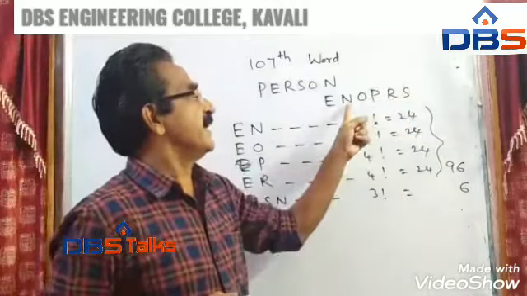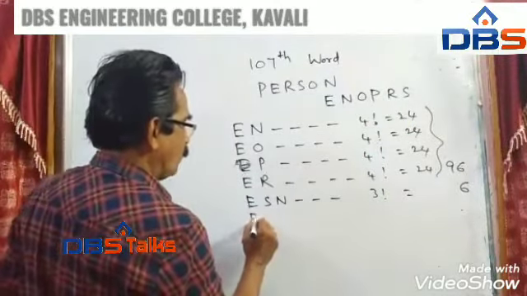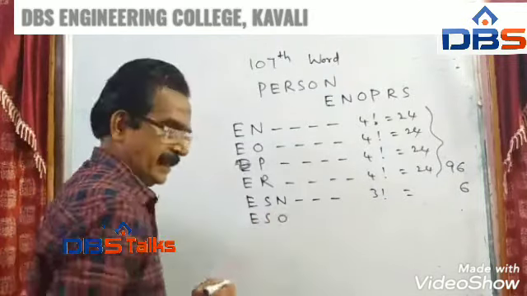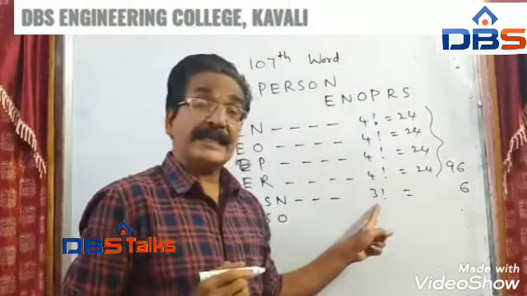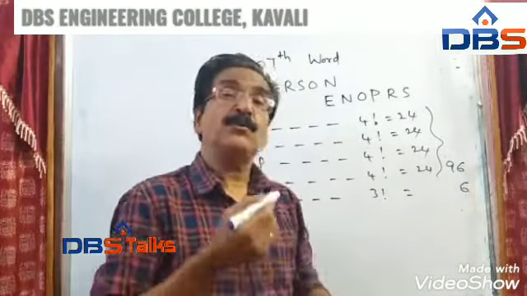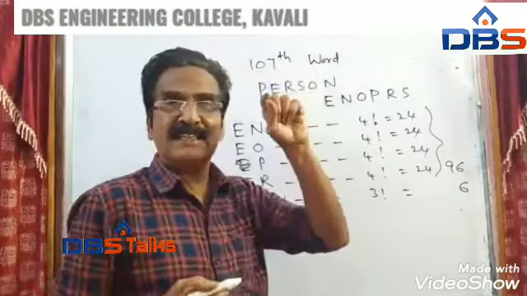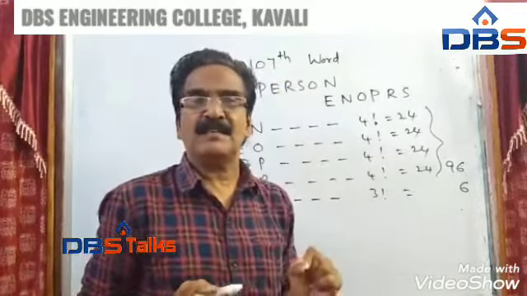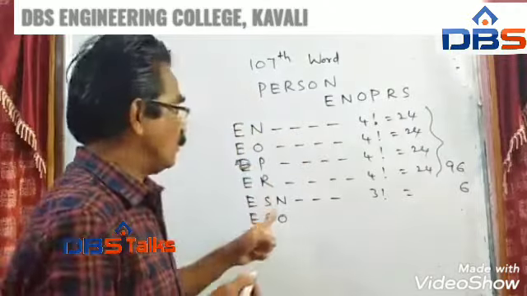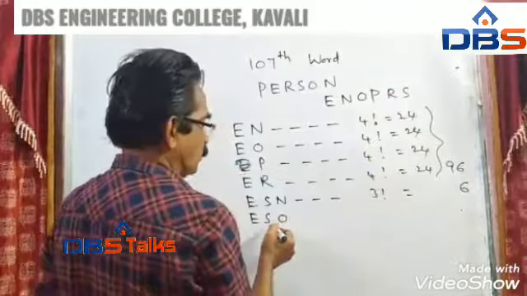After ESN, next is ESO. If we take ESO, again we get another 3 factorial, 6. 96 plus 6, 102, plus 6, it becomes 108. But we want only the 107th word. So here we have to consider the fourth letter also.